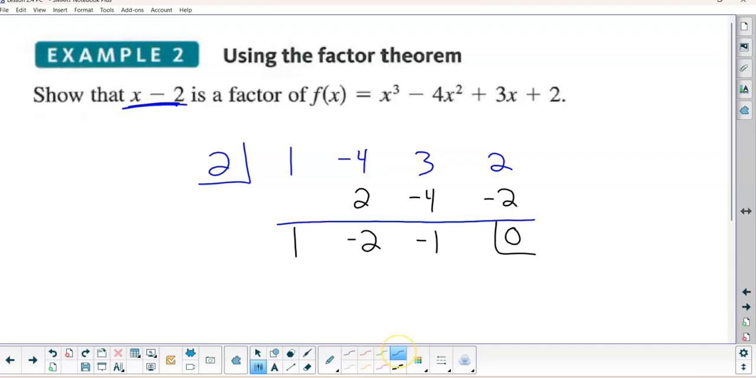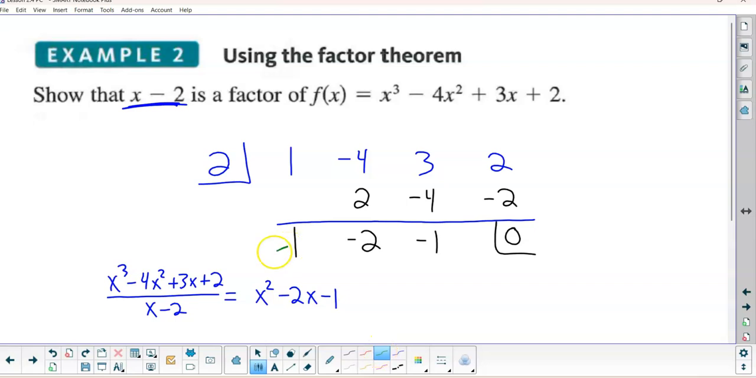So I just used synthetic division, and I divided those two polynomials. So here's my summary statement. If we take x to the third minus 4x squared plus 3x plus 2, and we divide by x minus 2, that gives us an answer of x squared minus 2x minus 1. So hopefully you can see where I'm getting these coefficients from. Those resulting coefficients from the synthetic division give us the correct quotient.